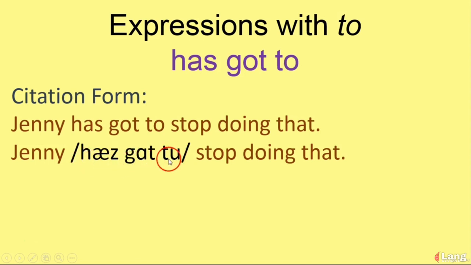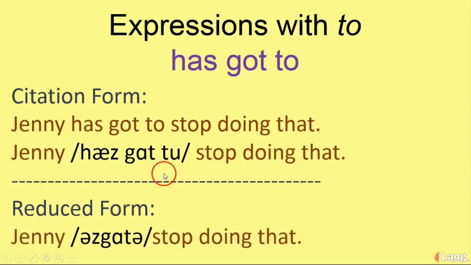Has got to. But in reduced form, has becomes uz with the schwa. And we combine that with got to, but instead of the oo in to, we say a schwa and we make a t. And altogether, uz gotta. Jenny has gotta stop doing that.